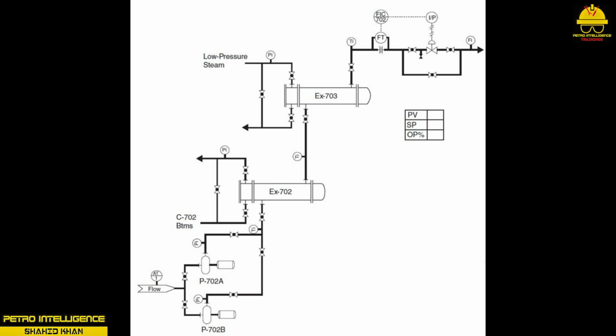A low-pressure steam system is used as the heating medium for the tube side of X703. A thermocouple is located on the inlet feed line to the column. Steam flow to X703 is controlled at 180 degrees Fahrenheit with TIC 701.